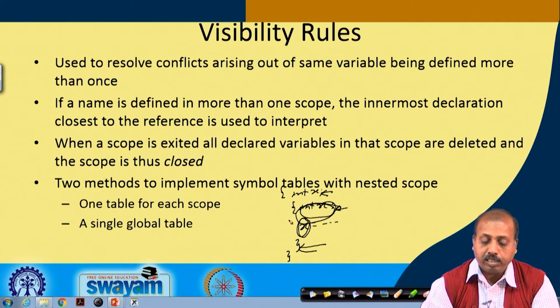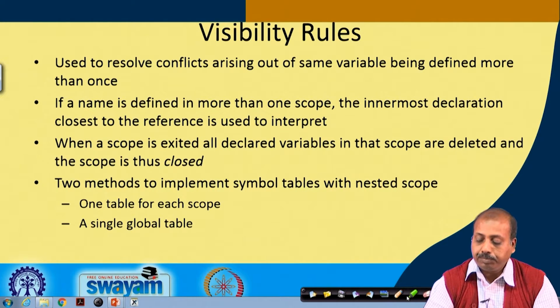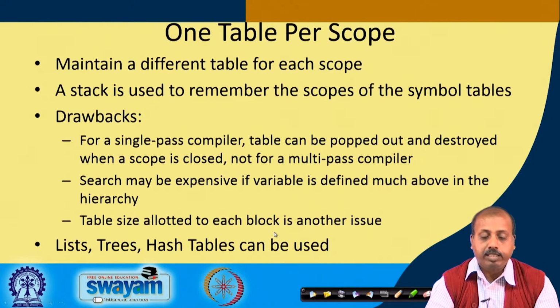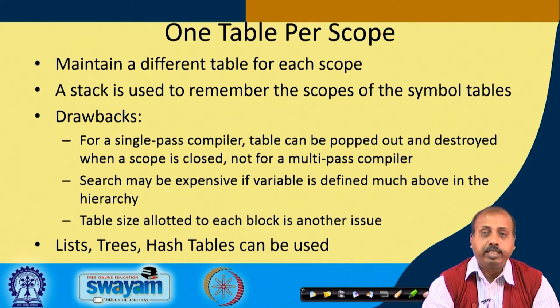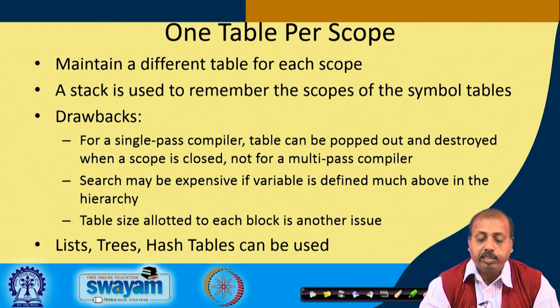There are two methods to implement symbol tables with nested scope. One is one table for each scope, another is a single global table. So, both the approaches are used in compiler design, with their relative merits and demerits. So, for one table per scope, we maintain a different table for each scope, and a stack will be used to remember the scopes of the symbol tables.